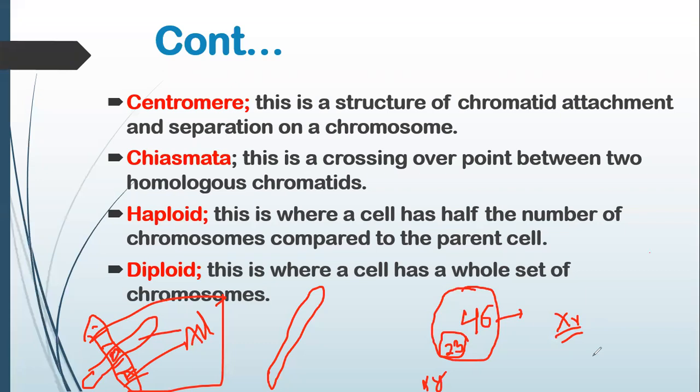Now, a cell with a complete set of chromosomes, all 46 chromosomes, is known as a diploid cell. But during fertilization, for instance, this cell with 46 chromosomes will divide by meiosis to form 4 daughter cells.